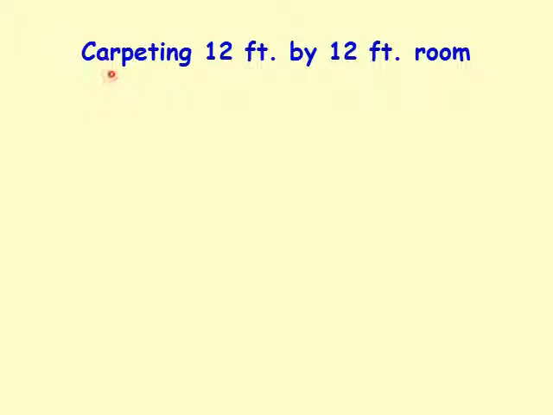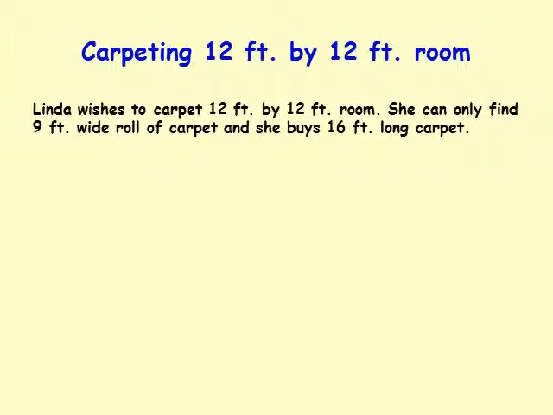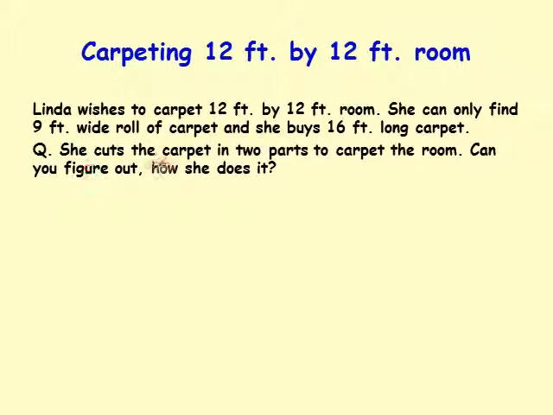Here's an example we were talking about in the daily use examples. We're going to carpet a 12 feet by 12 feet room. Here's the problem stated again. Linda wishes to carpet a 12 feet by 12 feet room. She can find only a 9 feet wide roll of carpet and she buys 16 feet of the roll. She cuts the carpet in two parts and then carpets the room with those two parts. Can you figure out how she does it?